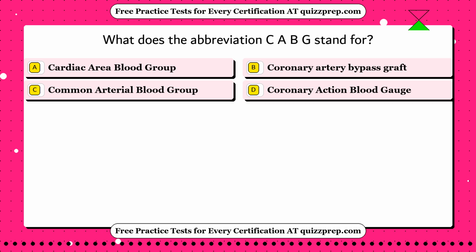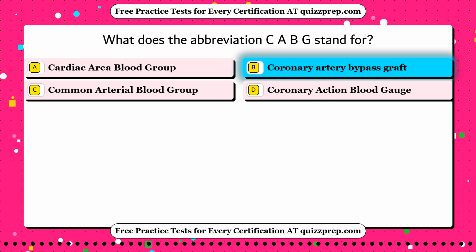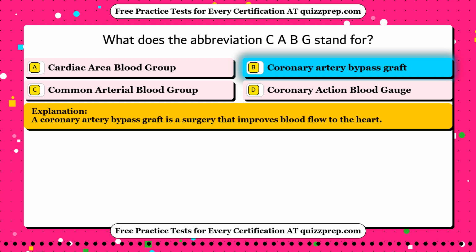Question 20. What does the abbreviation CABG stand for? Option A, cardiac area blood group. Option B, coronary artery bypass graft. Option C, common arterial blood group. Option D, coronary action blood gauge. The correct answer is option B, coronary artery bypass graft. A coronary artery bypass graft is a surgery that improves blood flow to the heart.